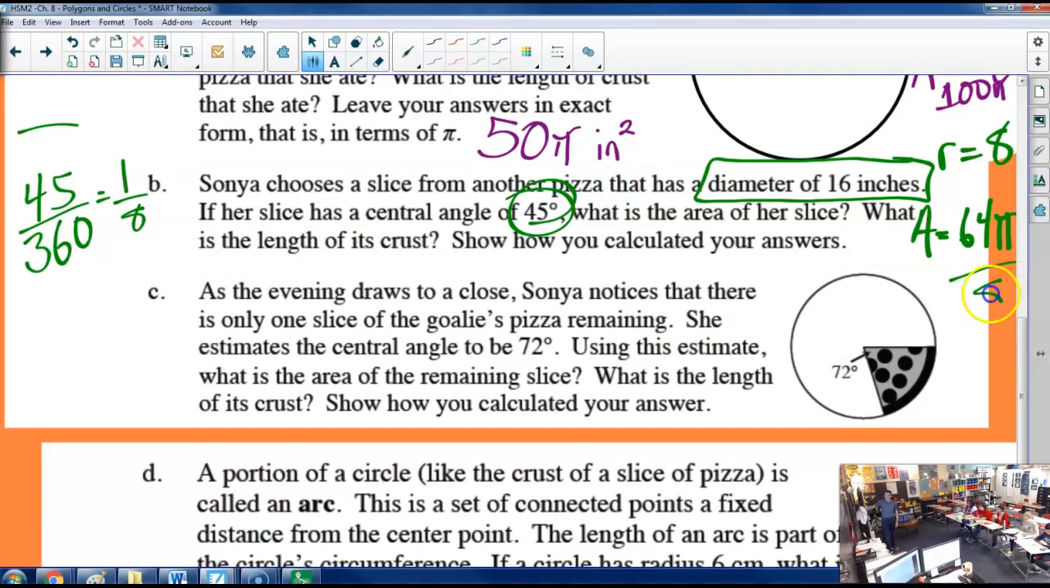So this we could just divide by 8. And what's 64 divided by 8? I wonder what it is. 8. Oh, hey, look at that. So Sonia ate 8 pi inches squared and is looking over at the goalie like she's a 10.